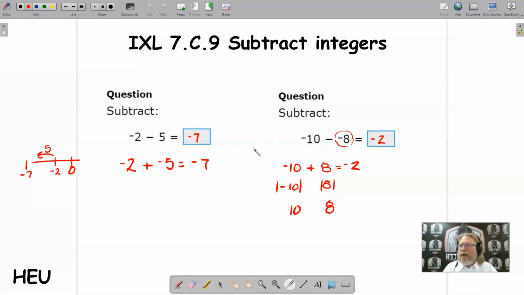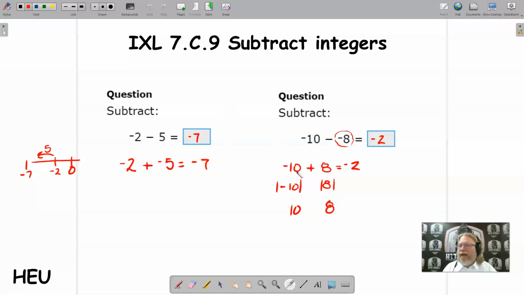Remember, the key thing here is to change all the subtraction problems over to addition problems. Whenever we change the subtraction sign, we have to take the opposite of the number that follows it, and then follow the rules for addition. If they're the same signs, the answer will have that same sign, and we're going to add.